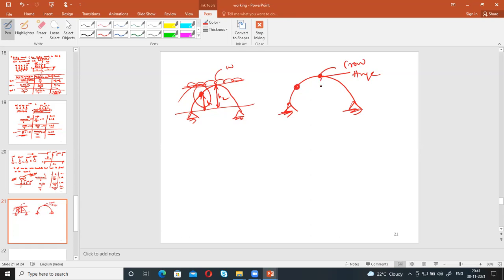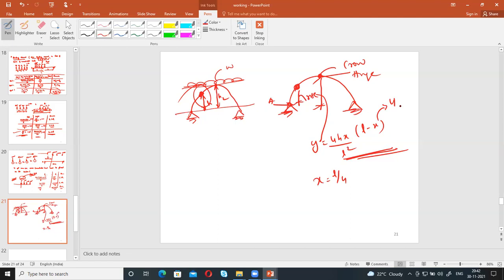But here in this case, whatever it may be, you consider this as a crown, no problem. But this is the equation you have to find. This is the rise you have to find using y equal to 4hx(l minus x) by l square, and x, you know that x is l by 4. So moment you are taking about wherever the hinge is existing, and you take this H into rise. Substitute the x value as l by 4. Don't forget that.